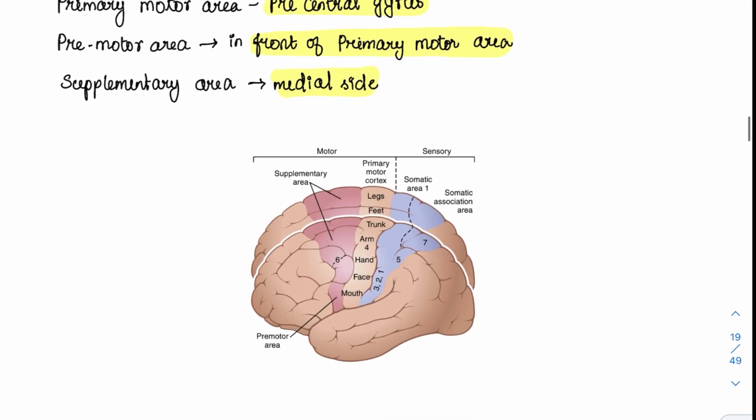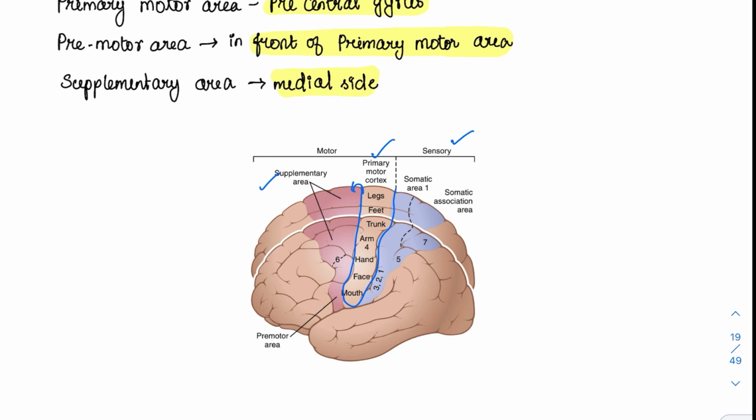Coming again to the diagram, we can see the primary motor cortex here, and legs, feet, whatever they have written here, are nothing but a motor homunculus. The sensory system also has a homunculus; the motor system also has a homunculus. Then in front of the primary motor cortex there is the premotor cortex, and the supplementary motor cortex is usually on the medial side. So these are the locations, and behind we have the sensory cortex, whose discussion is already finished.